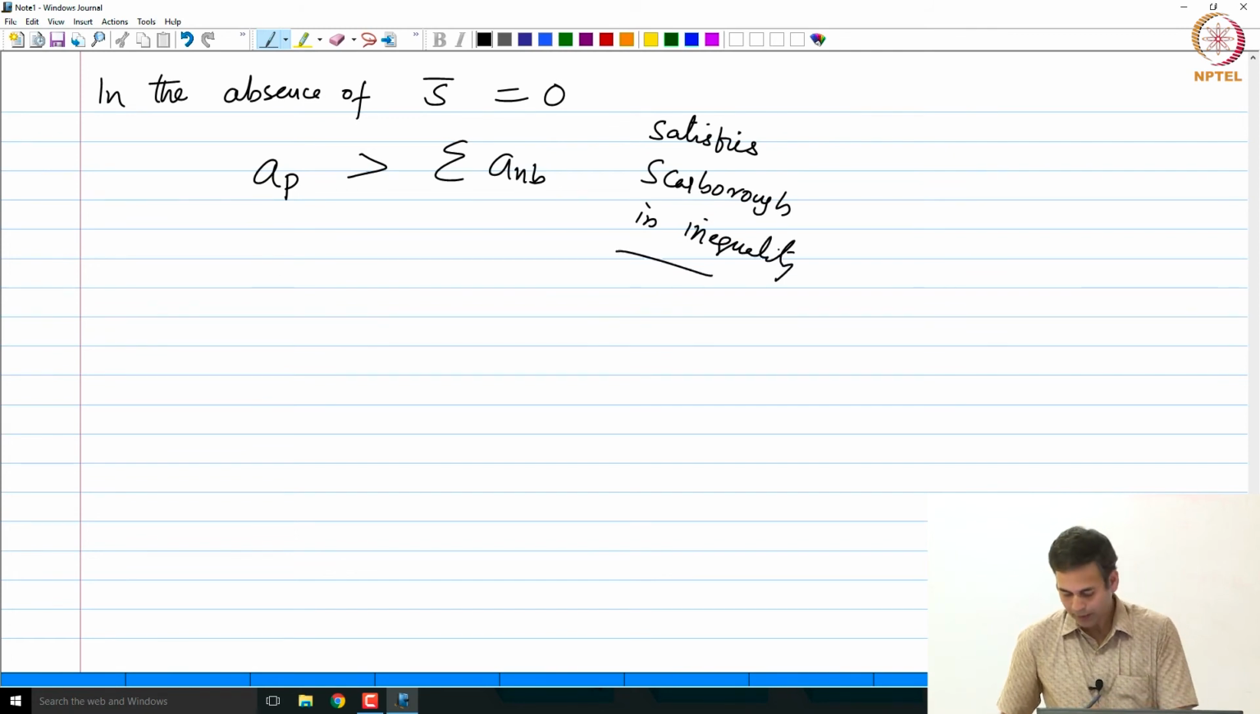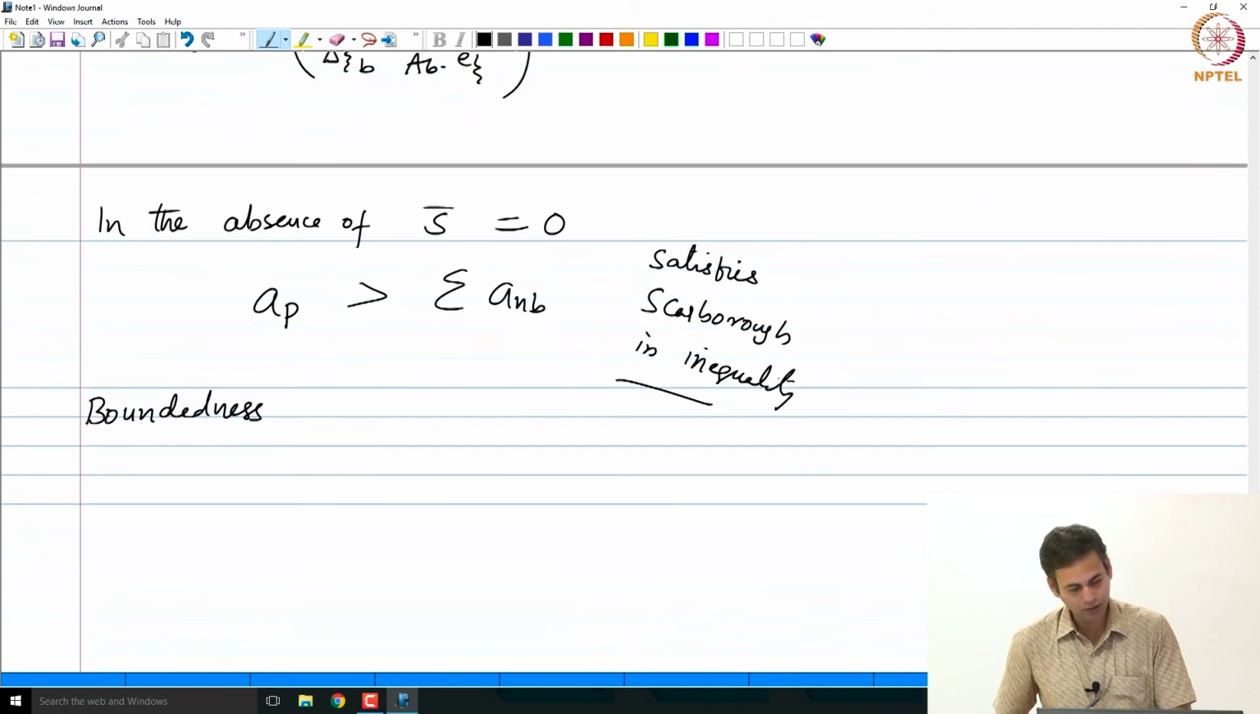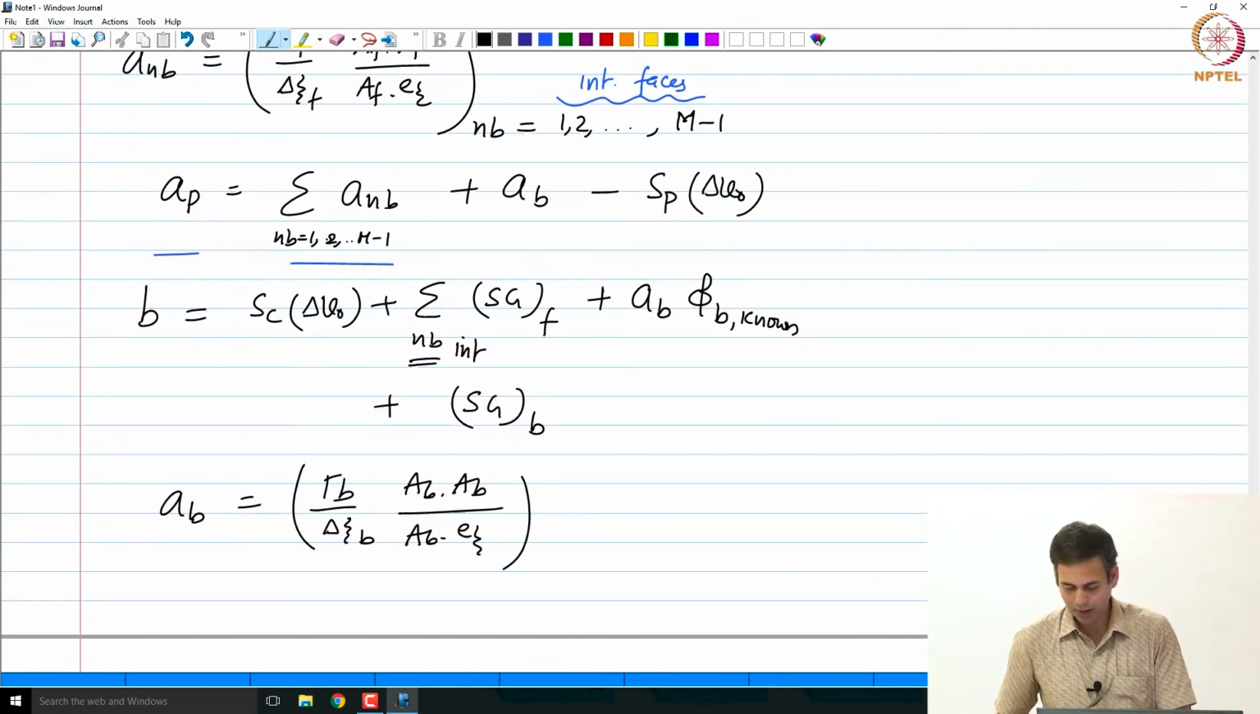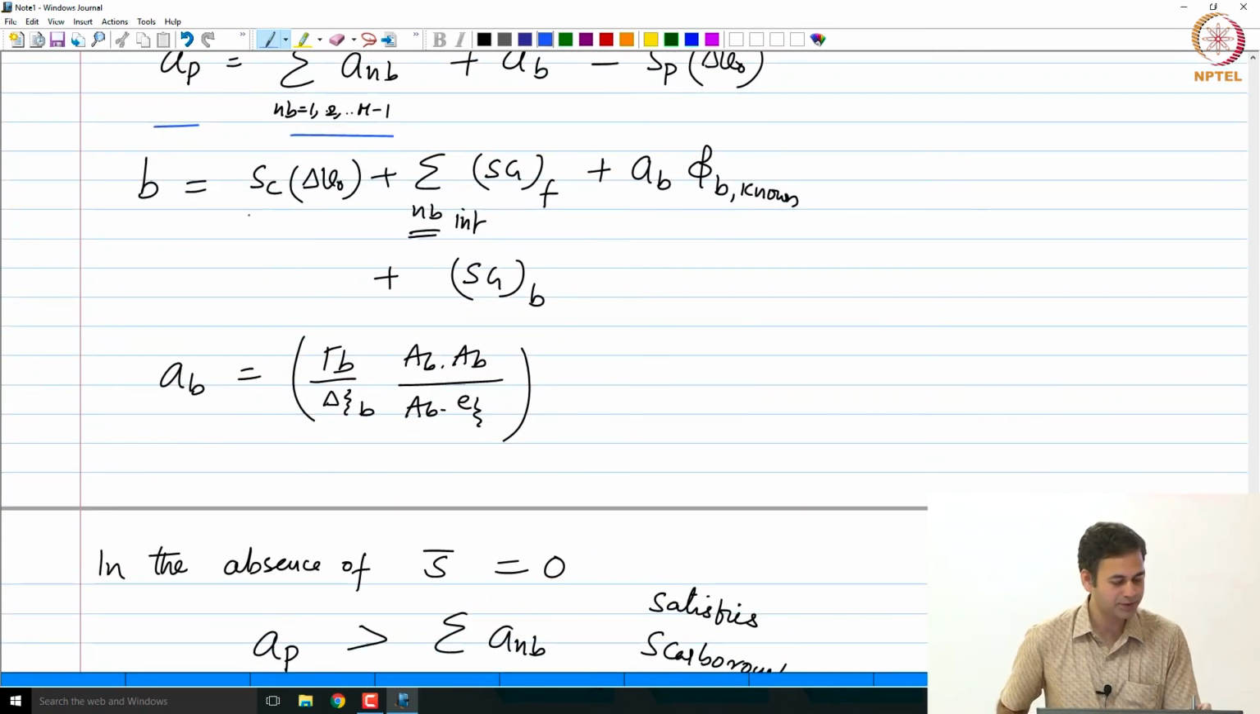Fine, very good. What about boundedness? So, S equal to 0, your AP phi P equals sigma n B phi n B plus B. Is B 0? S is 0, so this goes to 0. Is B 0? Okay, we can leave this, but this still contributes to the boundedness, right, because AB is included in the calculation of AP and also this one.